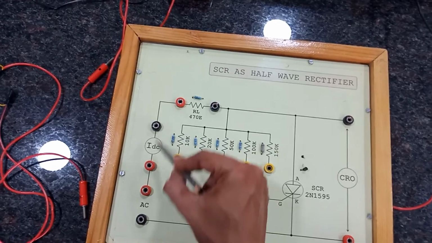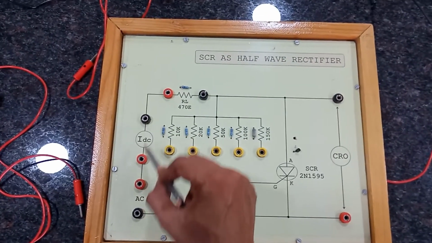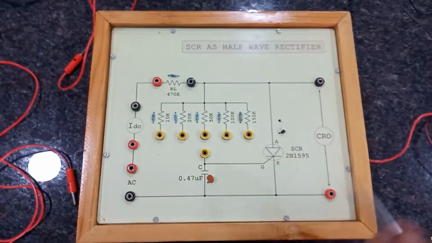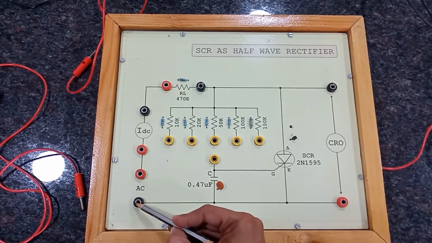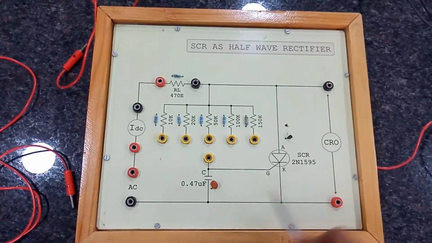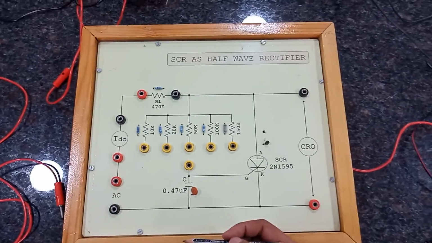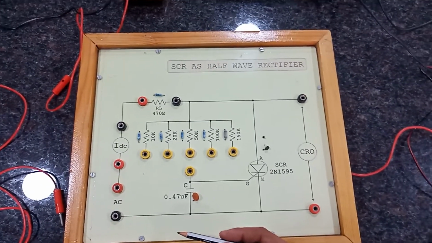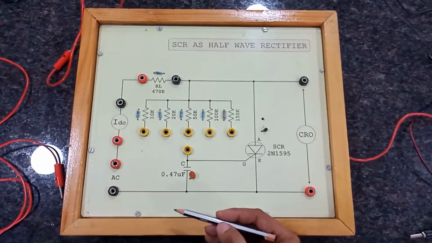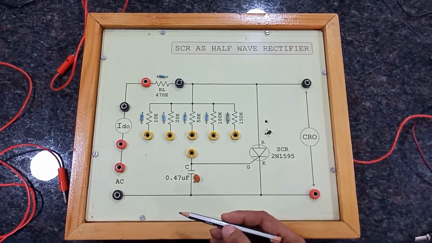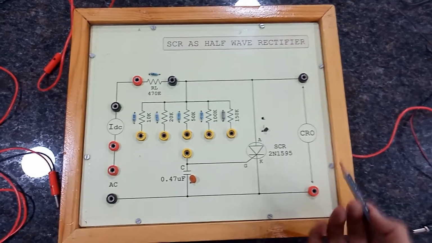In between this IDC, we have to measure the current flowing into the circuit, and an AC signal is connected to this circuit. This is given as an input of an SCR as half wave rectifier, right? As the name rectifier is there in the title, SCR as half wave rectifier. A rectifier is nothing but a circuit which converts an AC waveform into a DC waveform.